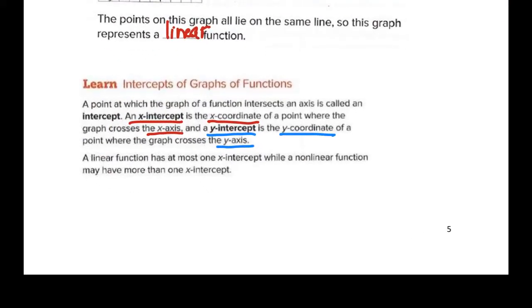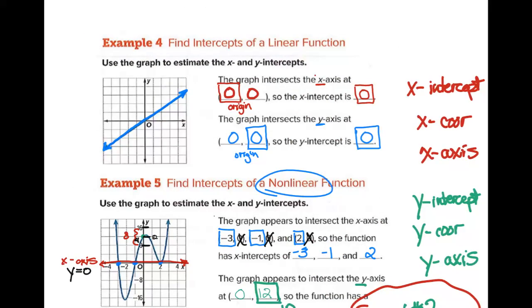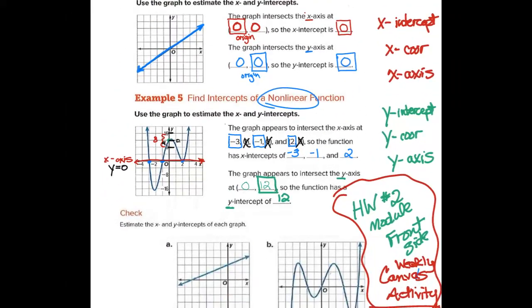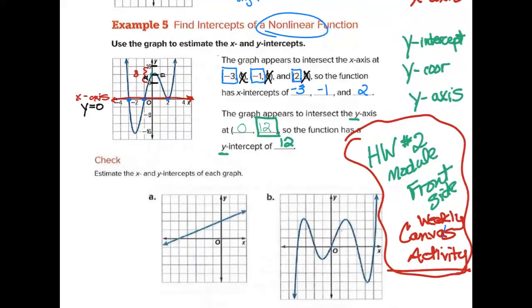The x-intercept is the x-coordinate of a point that crosses the x-axis. So all the x's are together. The y-intercept is the y-coordinate of a point that crosses the y-axis. All right? And finally, we had a couple examples. The first one, which I think is not a good example.